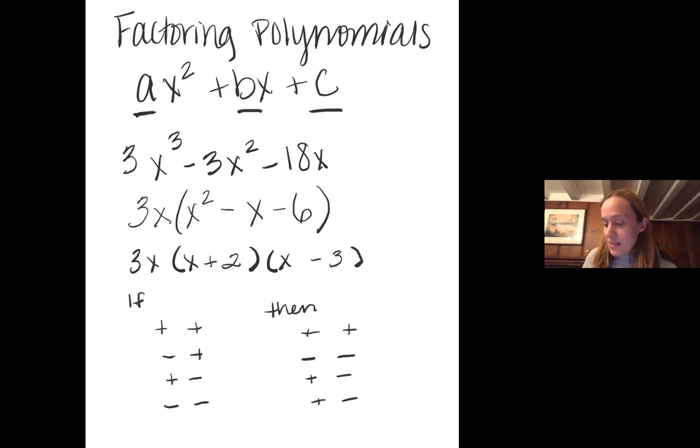We can even think about this like this term right here, -1x is plus 2x minus 3x. That's like another way to look at it. And then we break it up and we get our factored polynomial is 3x times x plus 2 times x minus 3. Alrighty, now we can move on to our next slide.